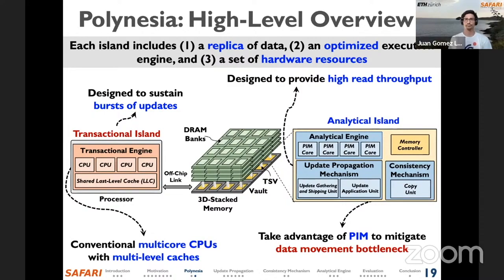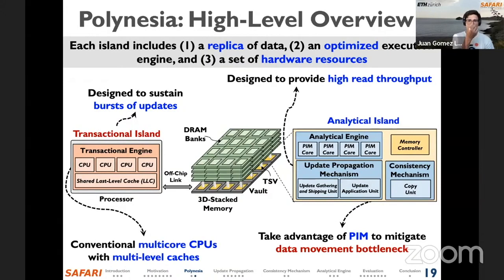And on the other end of the spectrum, for analytical islands, if I recall correctly, there were some FPGA related papers that try to design the analytical engine on FPGAs. Yeah, I think that makes sense as well.